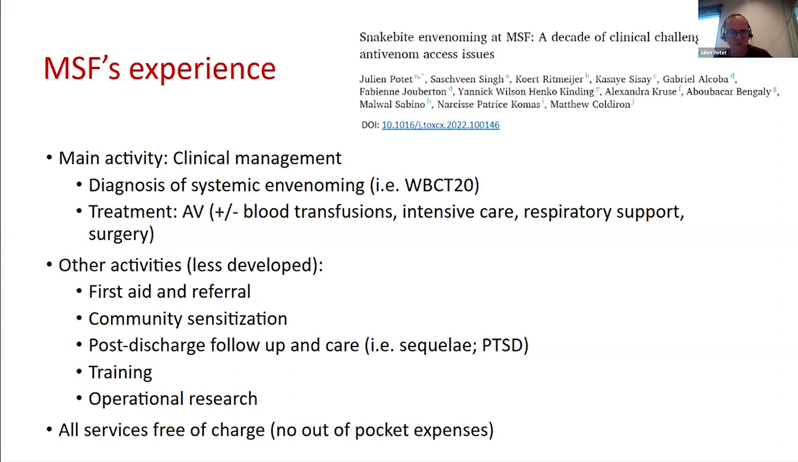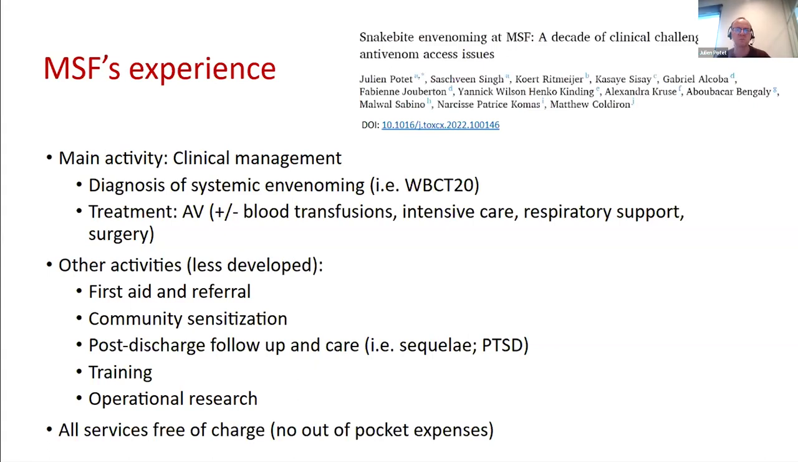This is what we do, and the main activity that we conduct in the field is clinical management in small hospitals or in hospitals. So we diagnose systemic envenoming, and very often we use the whole blood clotting test, which is a very simple test that is helpful to properly diagnose coagulopathies associated with envenoming.